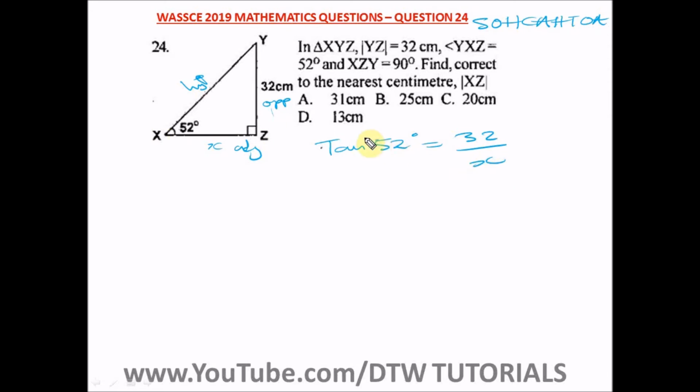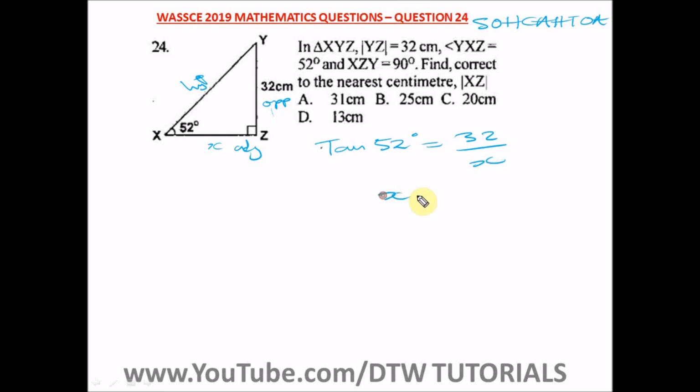Taking X here, bringing tan 52 down, that's cross multiplying, making X the subject of the formula. If you don't understand subject of formula, there's a video on the DTW tutorials channel that explains change of subject of formula fully, so you can watch that video. I think it's in a playlist called Maths Introduction. You'll see a lot of introduction to maths topics there. So let's move forward.